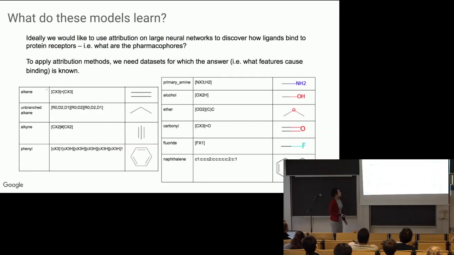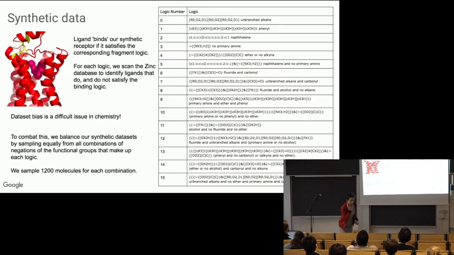So we decided that we would simply construct some data sets in which there was a fictitious, imaginary protein receptor, and we would say that a ligand bound to it if it had a certain combination of fragments present in its molecular graph. This sounds kind of crazy, right? We're making toy data sets, but the key thing is that then we would know what the answer was for that data. These are the fragments that we considered with their SMILES strings, and there's a little diagram representing them. And these are the logics that we came up with.